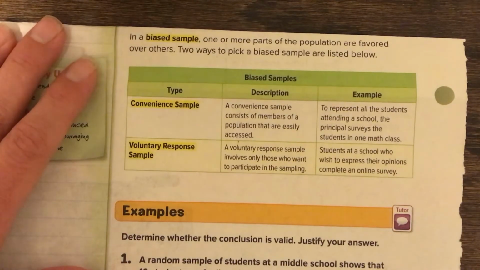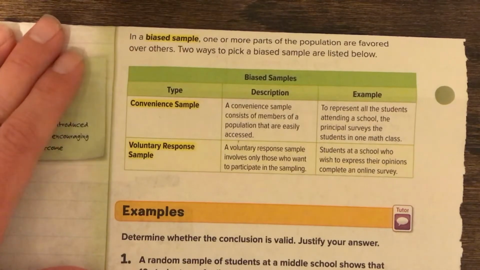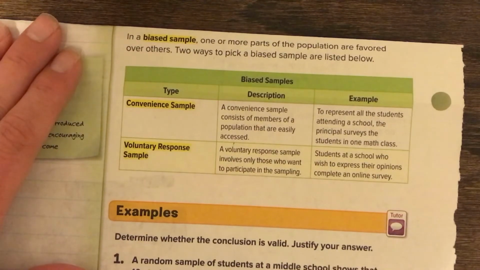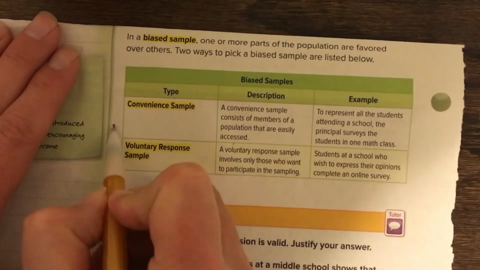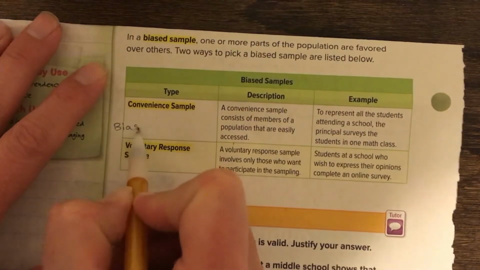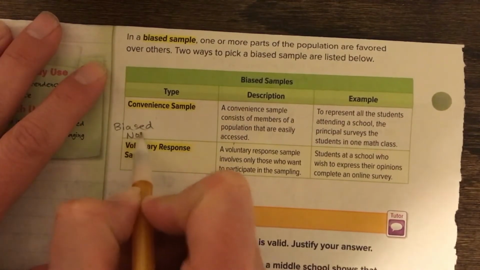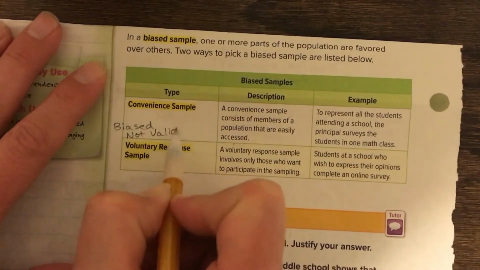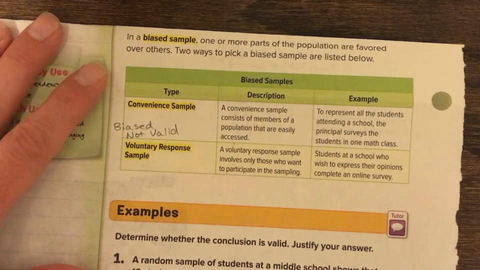It would be like if I wanted to find out some information about you 7th graders and I only asked Kirsten what her opinion would be. That would be a convenience sample. It was easy. She was right there next to me. I could quickly ask her, but it doesn't represent the whole grade. So a convenience sample is, again, biased, and that would not be valid. It's not going to give you a good result.